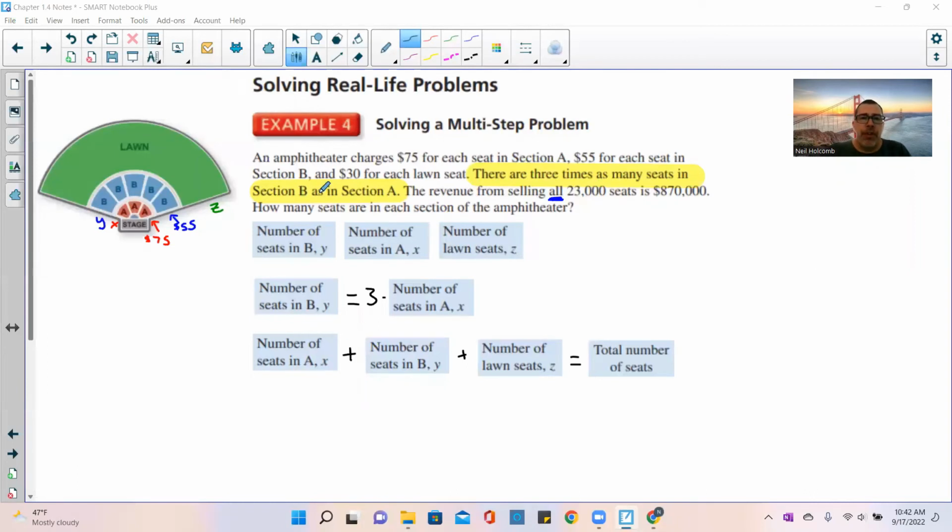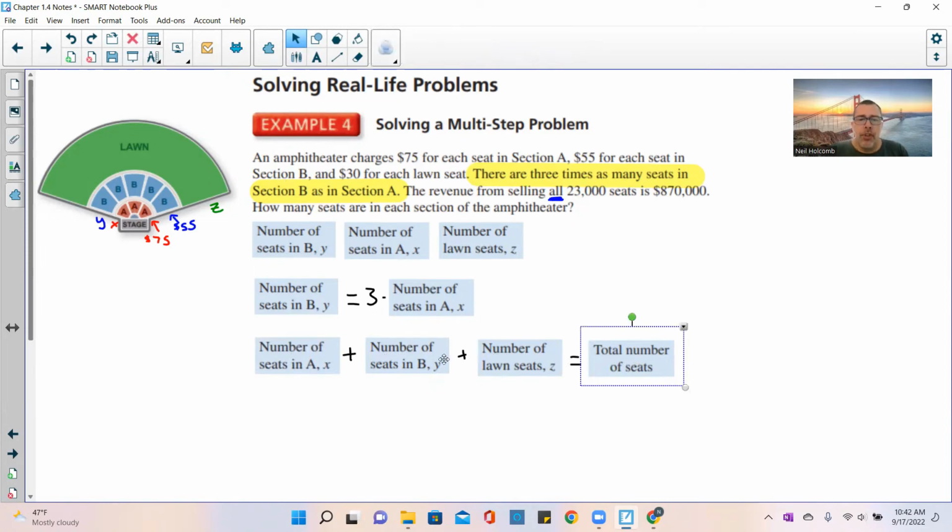Okay, so let's recap what we've done so far. We have the number of seats in A plus the number of seats in B plus lawn seats, Z, equals total. So X plus Y plus Z equals T. All right, and we're still doing the verbal. We're going to need two equations: total number of seats equaling 23,000 and total revenue equaling $870,000. So now we're going to do another equation. And remember, this is all just the verbal setup.